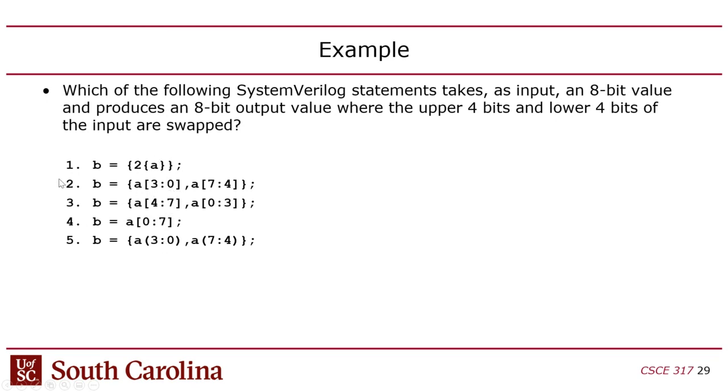Looks like 2, right? So I'm going to take A 3 down to 0 and A 7 down to 4, which are the lower and upper, but I'm going to position the lower 4 bits on the left-hand side and the upper 4 bits on the right-hand side. So this should swap the upper and lower 4 bits.